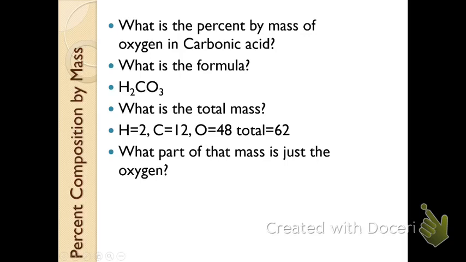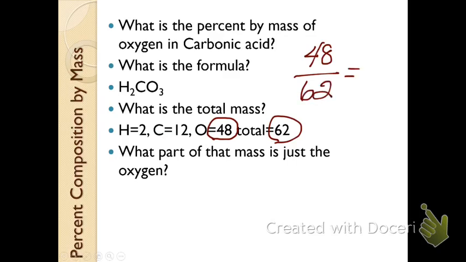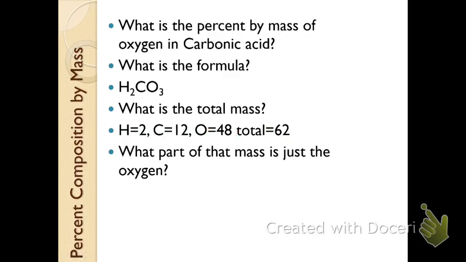Well, this time we're looking at 48, which is the grams of oxygen in that total mass, out of 62. So that's going to be 48 divided by 62. Press the equal sign, and that is going to give you a mass of 0.7741.